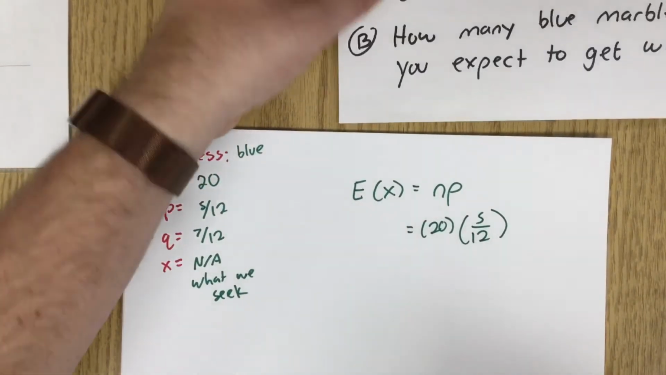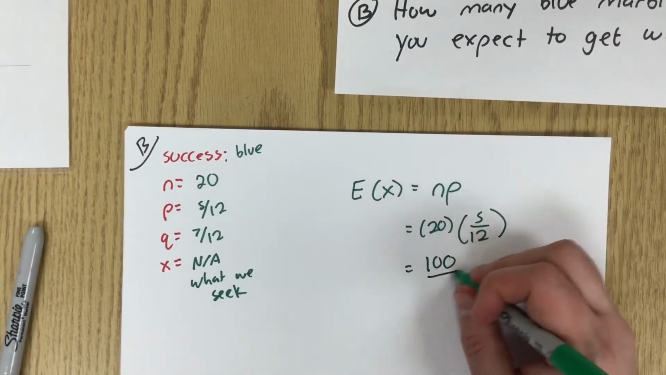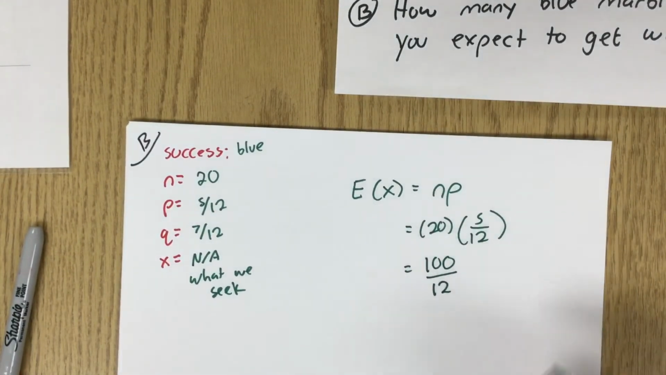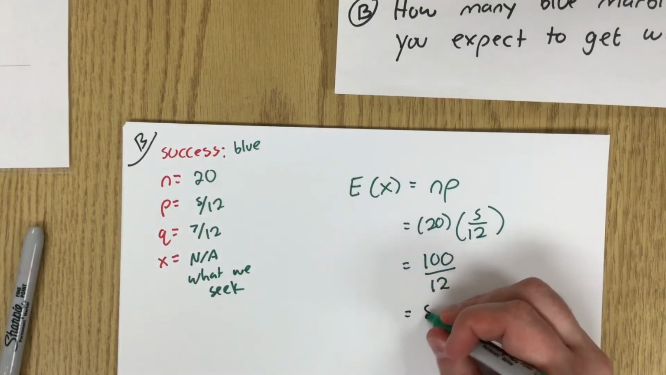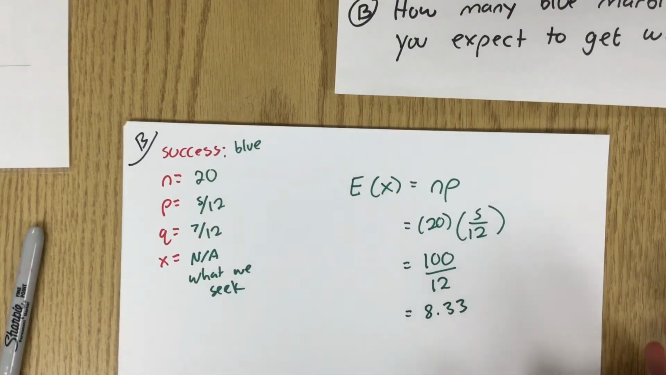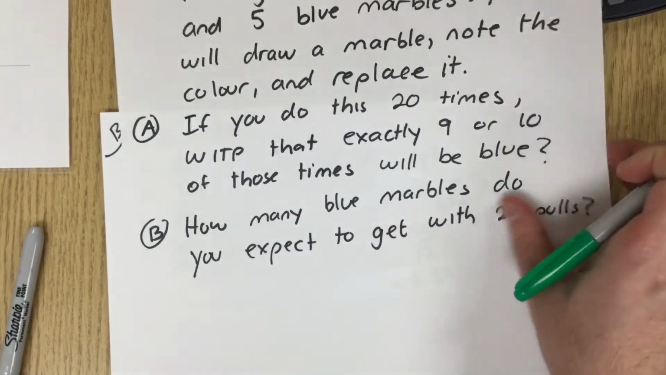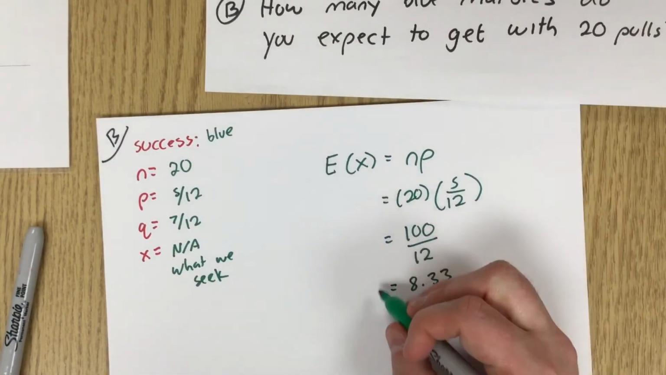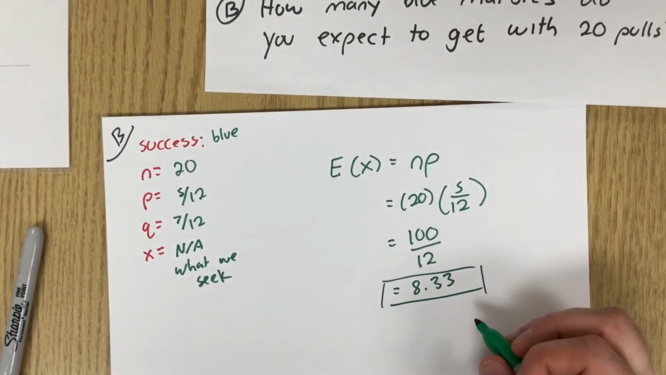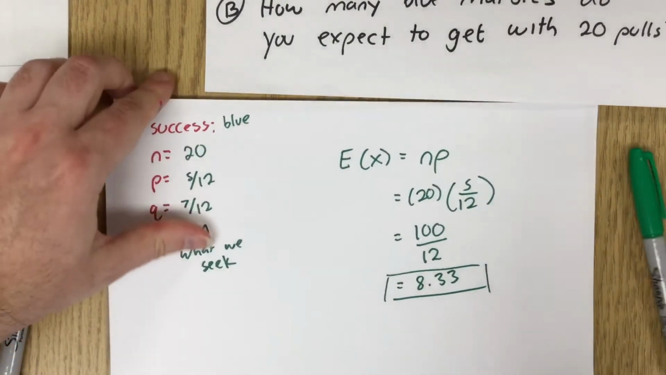And that is going to be 100 over 12, which would be 8.33. Now, what is that? Is that a percentage? No, it's not a percentage. What we're saying is that if we do this 20 times, we expect it to be blue 8.33 of those times. Okay.